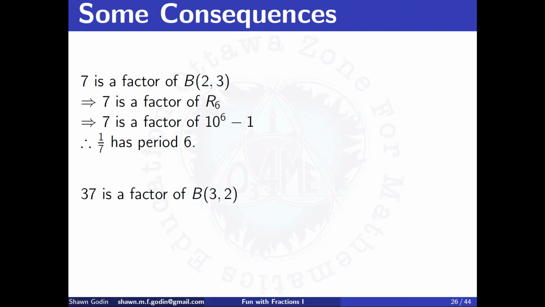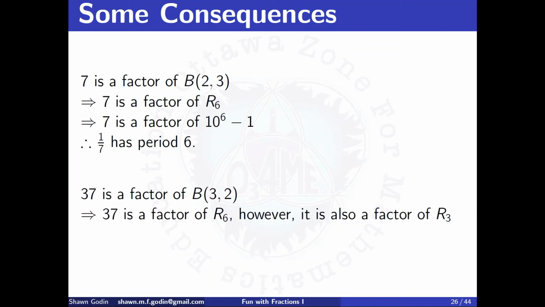Similarly, 37 is a factor of B32, which means that 37 is going to be a factor of R6. But if we look at the table for the Rp's, we see it's also a factor of R3. So yeah, we can consider the reciprocal of 37 to have period 6, but that's not going to be the smallest period. It goes into R3, so it's going to have period 3.